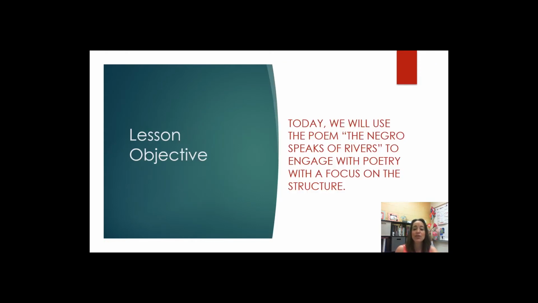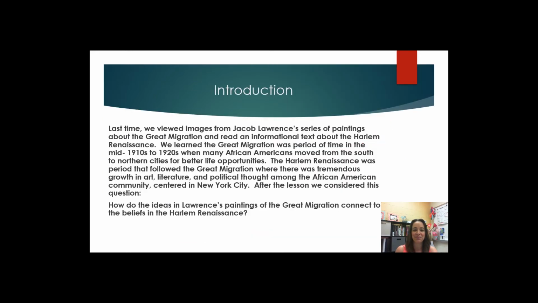Today, we will use the poem The Negro Speaks of Rivers to engage with poetry with a focus on the structure. Last time, we viewed images from Jacob Lawrence's series of paintings about the Great Migration and read an informational text about the Harlem Renaissance. We learned the Great Migration was a period of time in the mid-1910s to 1920s when many African Americans moved from the South to northern cities for better life opportunities.